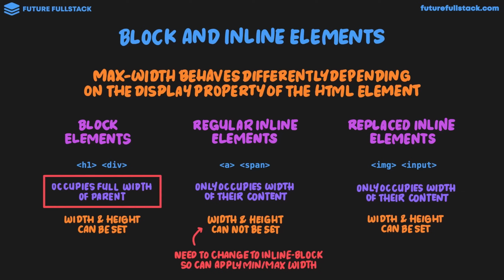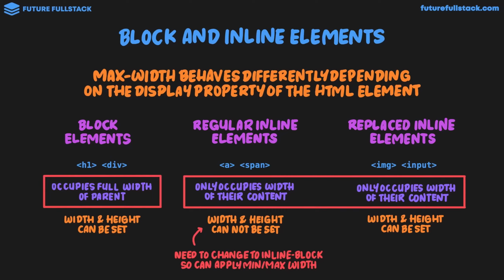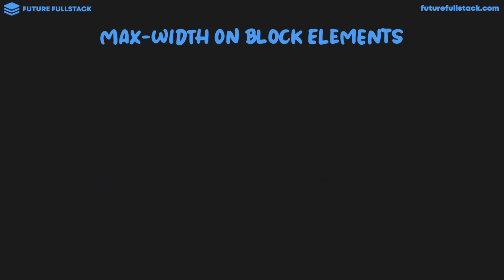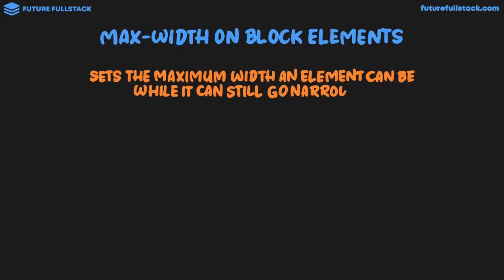Now block elements and regular inline and replaced inline elements are very different in terms of the width they occupy. And because of this, it's going to have a big effect on max width. So now we're going to go look at max width on each of these different kinds of elements. We'll start with max width on block elements. As we know, this sets the maximum width an element can be while it can still go narrower.